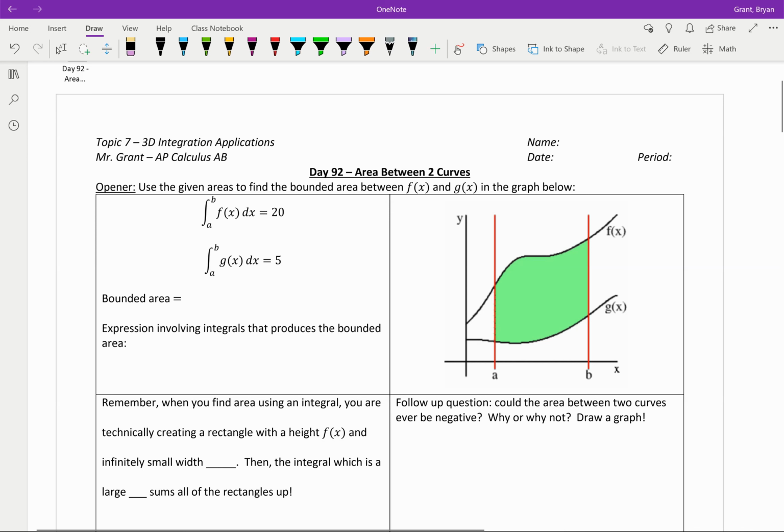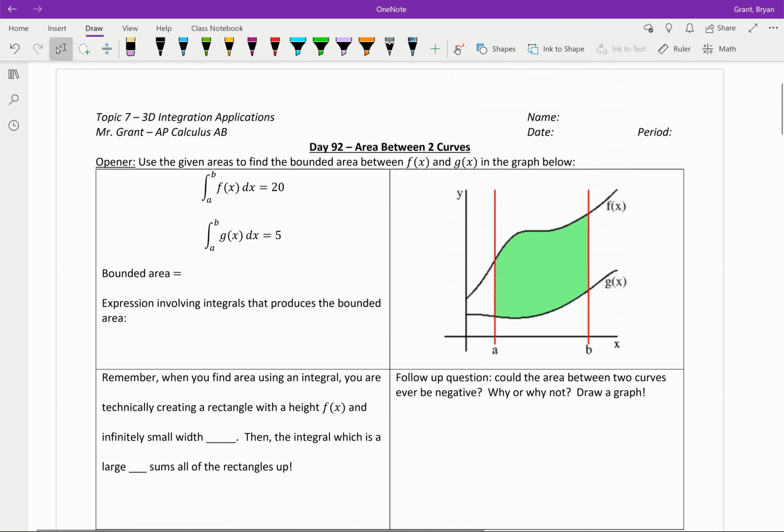So you'll need a couple things for this lesson. Item one is you'll need this notes packet that's right here on the screen. You can get this just from the assignment section of Teams. It'll say day 92 assignment area between two curves. You click into it, there's a resources section, open the attachment, cool. So you can print that off.